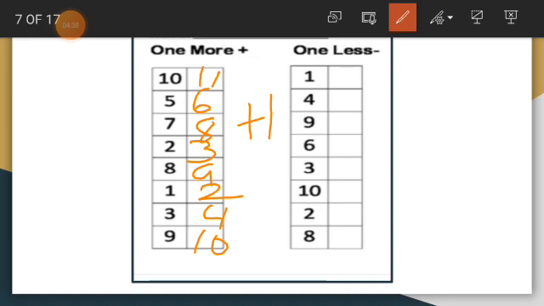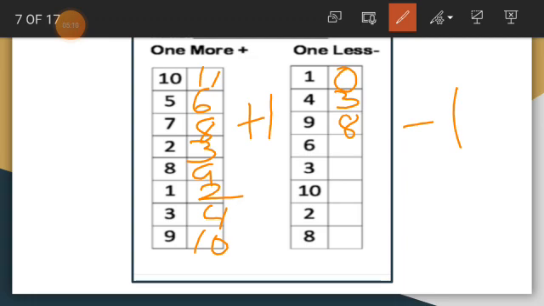1 less. This means you have to subtract the one number. Fine. 1 minus 1 is 0. 4 minus 1 is 3. You have to subtract the one number from each number. 9 minus 1 is 8. You can also count back one number. When you are going to add the number, you will count forward. And when you are going to subtract the number, you can count back, like 6 minus 1.